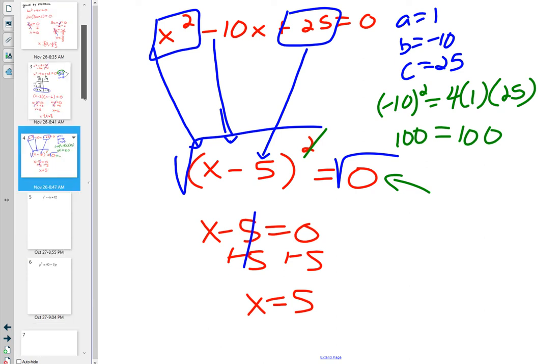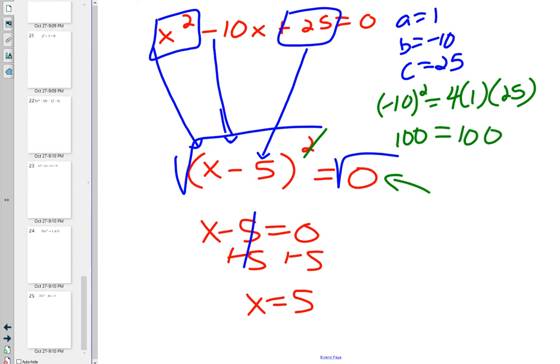Because we're short on time and I want to try to get every type of problem in, let's get to the last one now.